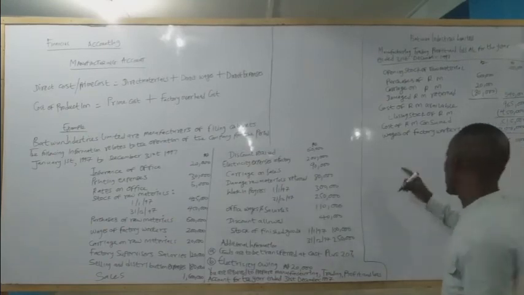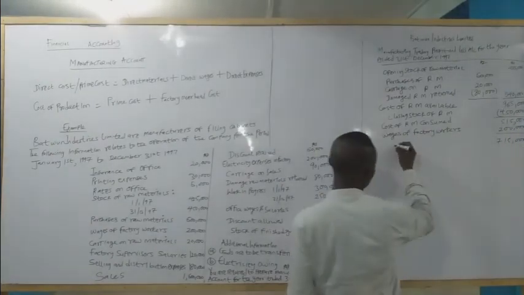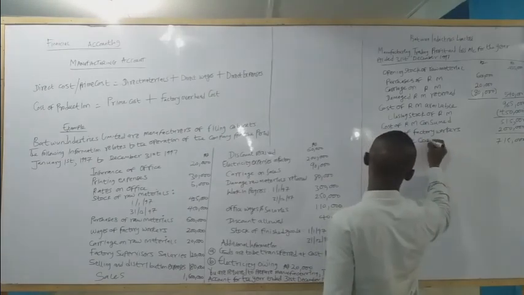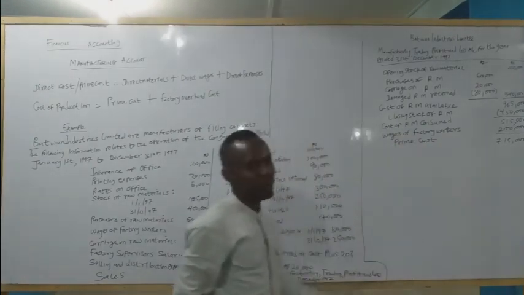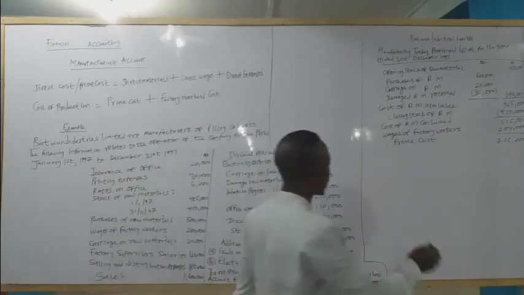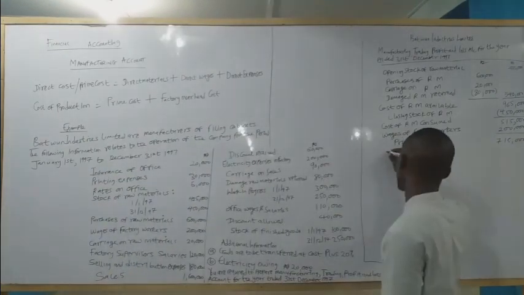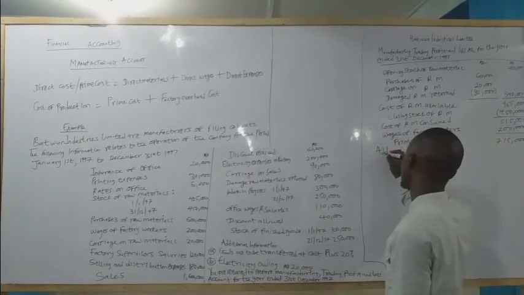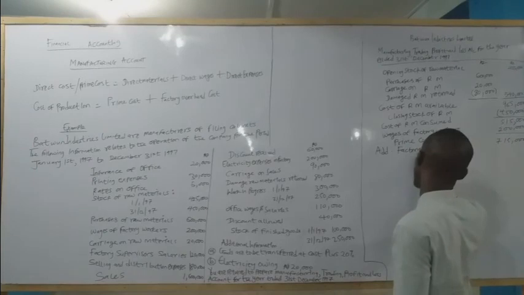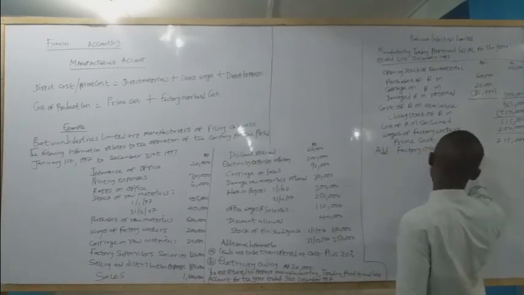So we're going to add up this, where this will then give us 715,000. So this one now will give us our what? Our prime cost. So from our prime cost, we can now add our factory overhead cost to get our what? Total cost of production. Add factory overhead cost.